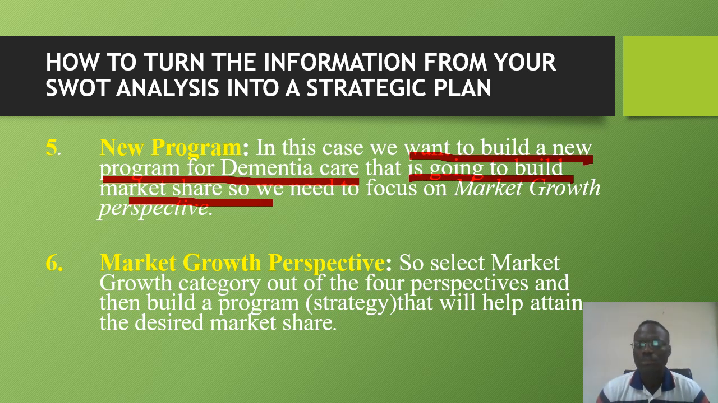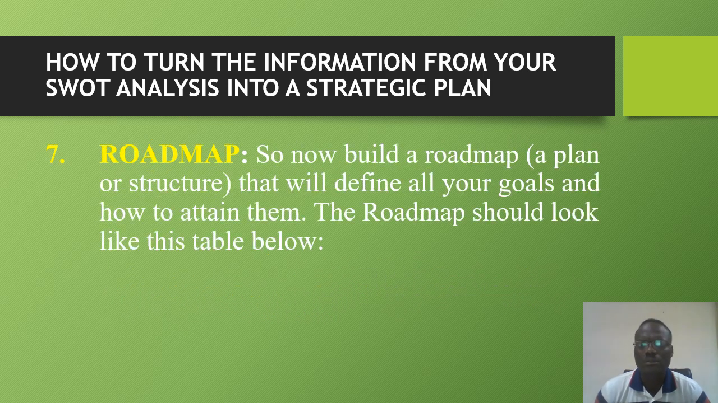And then the next point, number 6, market growth perspective. So now, what is going to be the market growth perspective that we want to work on? So select the market growth category out of the 4 perspectives, and then build a program or a strategy that will help attain the desired market share. So what is that market growth strategy or perspective going to be? You need to think about it and decide, okay, we're going to do something that will benefit mothers in the area of dementia care, or will benefit babies, whichever. You have to find ways to make your market grow.